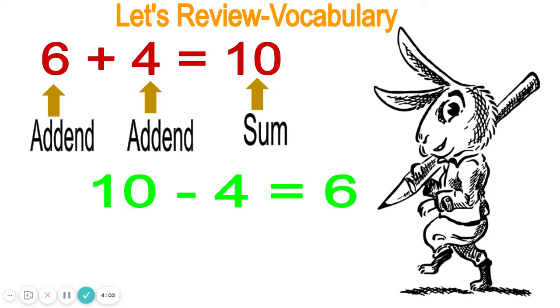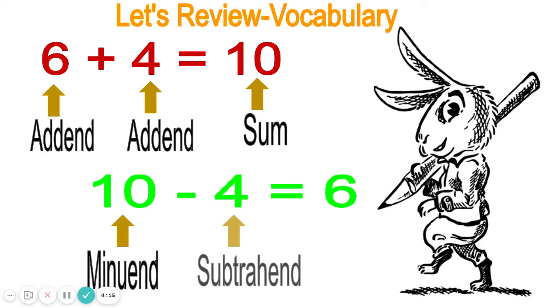But subtraction has a whole different vocabulary. The total that we start with is called a minuend. Say minuend. And we're going to subtract the subtrahend. Say subtrahend. And it will equal the difference. So a subtraction problem is minuend minus subtrahend equals the difference.